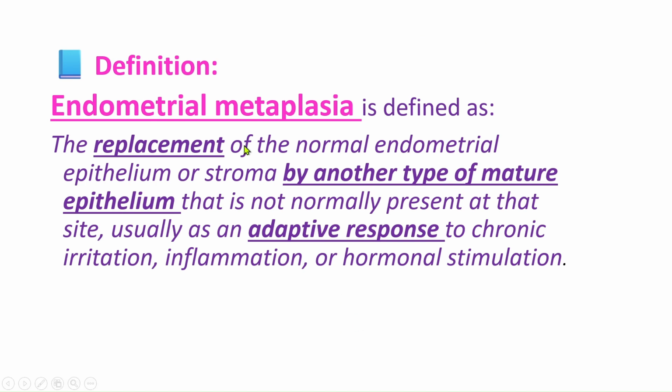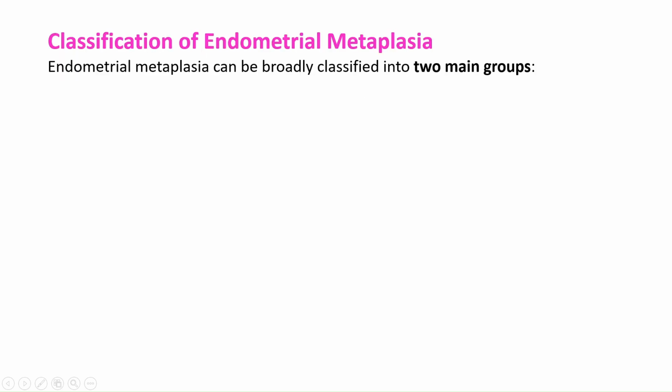So what is the definition? Endometrial metaplasia is defined as the replacement of the normal endometrial epithelium or stroma by another type of mature epithelium that is not normally present at that site, and usually it is due to an adaptive response to chronic inflammation or irritation or hormonal stimulation.